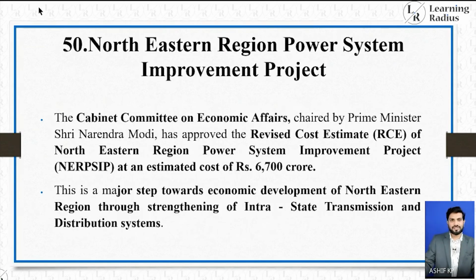The last topic of discussion is related to the Northeastern Region Power System Improvement Project. The Cabinet Committee on Economic Affairs chaired by Prime Minister Shri Narendra Modi has approved the revised cost estimate of the Northeastern Region Power System Improvement Project at an estimated cost of Rs 6,700 crore. This is a major step towards economic development of the Northeastern Region through strengthening of the intra-state transmission and distribution system.